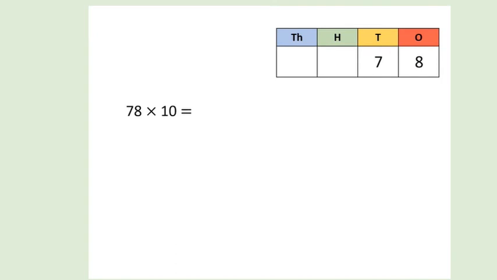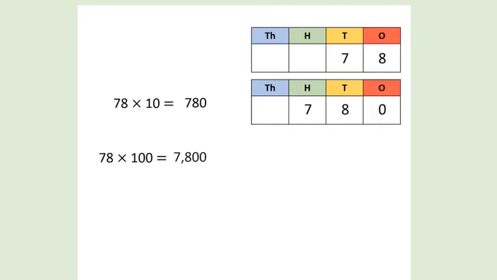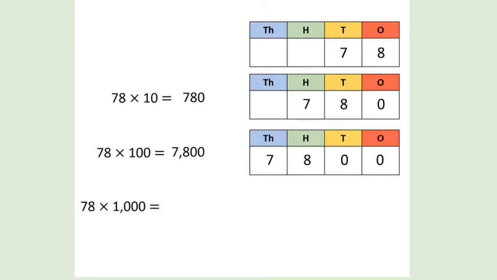Here we have a place value grid with the number 78. And a question, 78 multiplied by 10. Can you work it out? I'm sure by now you all know that 78 multiplied by 10 will be 780. Here you can see 780 written on the place value grid. Here's the next question. 78 multiplied by 100. The answer for this is 7,800. Again, here it is shown on the place value grid.